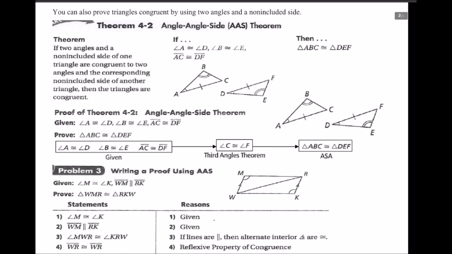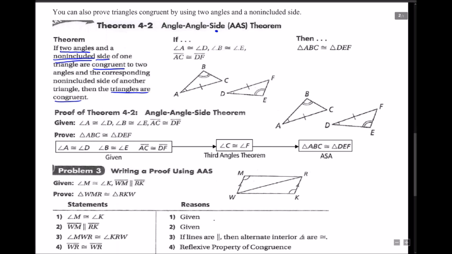I bet we have two angles and a side, but look at where the side is this time. It's out here on the end. So let's look at our theorem. It says if we have two angles and a non-included side that are congruent in our two triangles, then, of course, our triangles are congruent.